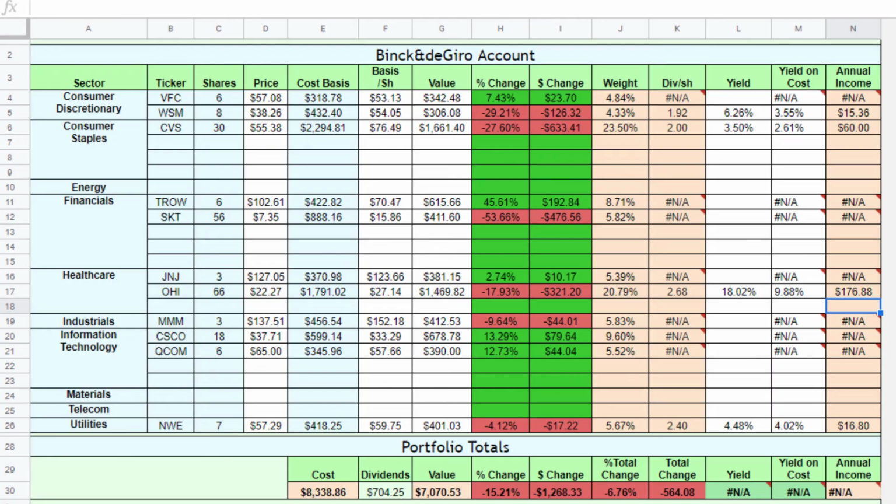And then both of my portfolios combined from Bink and Giro, in Google Sheets. The dividend information is not pulling correctly at the moment, so just ignore that. You can see cost is 300, dividends so far 704, value is at a little over 7,000, change without dividends is minus 15%, change with dividends is minus 6.7%, the change dollar amount is minus 564. Of course, this doesn't look great. I started investing in 2017 and I have a loss of minus 6.76%.